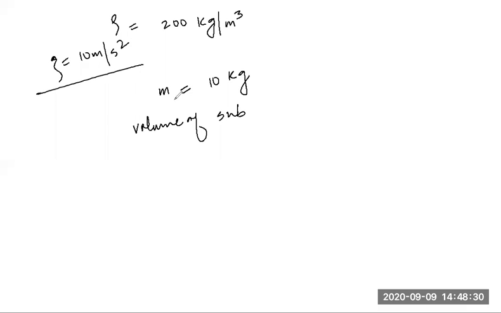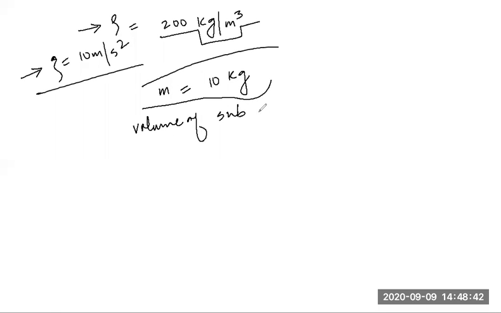Let's do one more sum, students. Let's say the density of a material is 200 kilogram per meter cube. The g is 10 meter per second square. Mass is given as 10 kilogram. What is the volume of the substance? Please do this sum. So students, how will we do this?